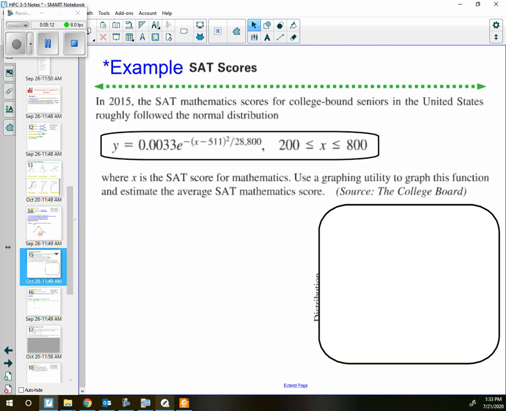So let's take a look at a great example of that. We're going to take a look at an SAT example. This would be the same for ACT. This is for the 2015 results, so this is the actual model. In 2015, that math score, so we're just going to look at the math part, for college-bound seniors in the U.S. roughly followed this distribution. So here is the equation. You can see why they consider that Gaussian.